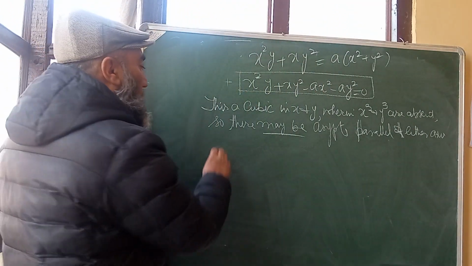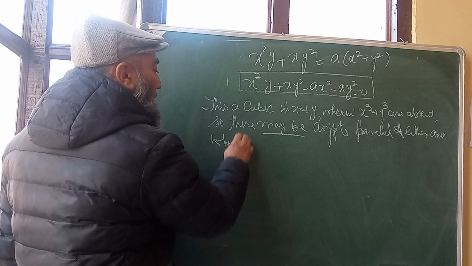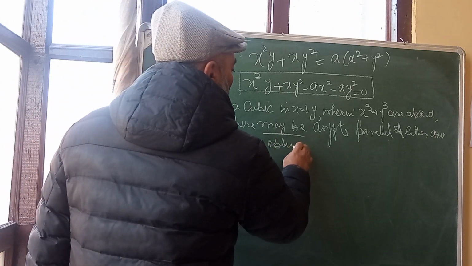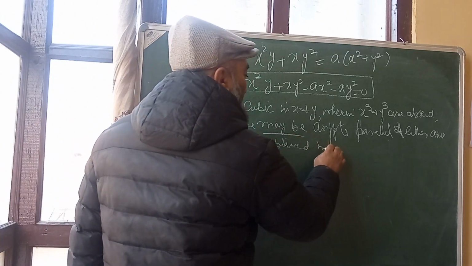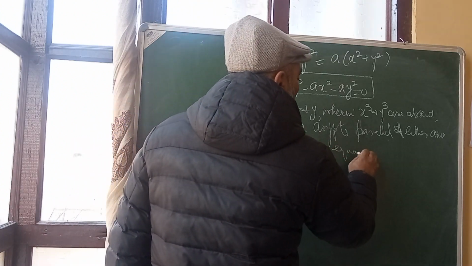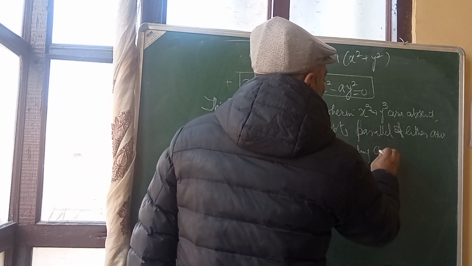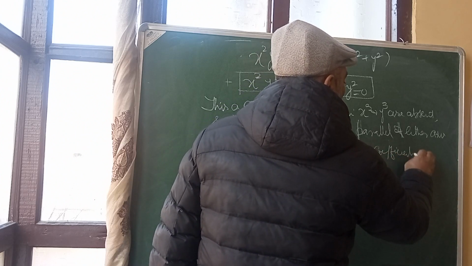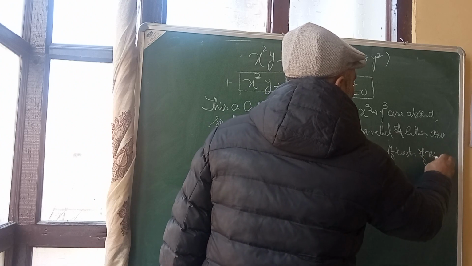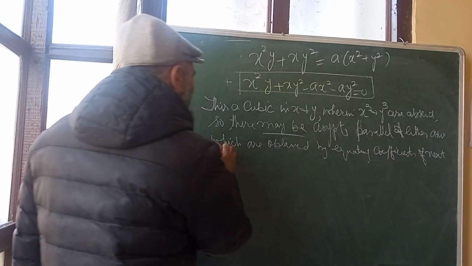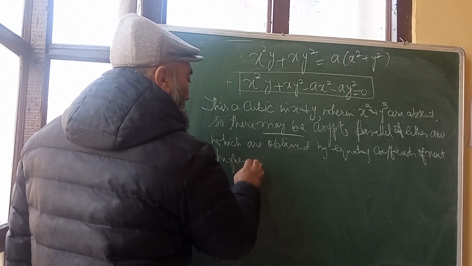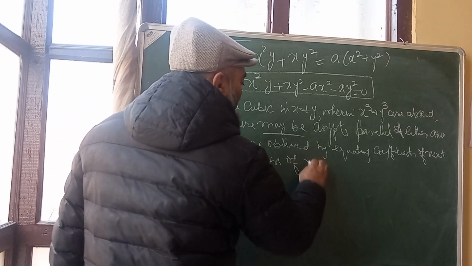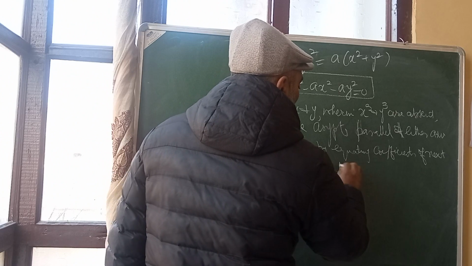Now, which are obtained? How are they obtained? Which are obtained by equating coefficients of next higher powers of x and y to 0.